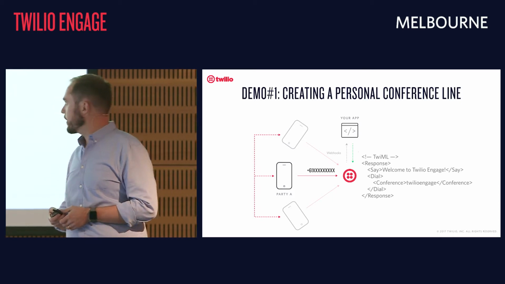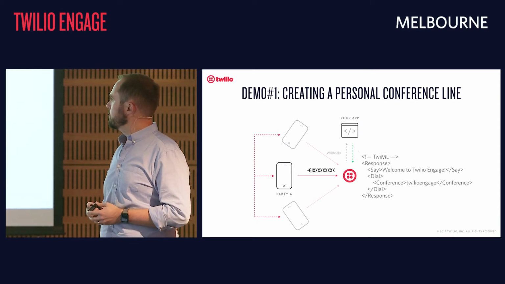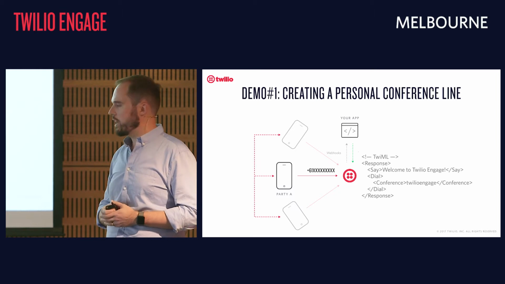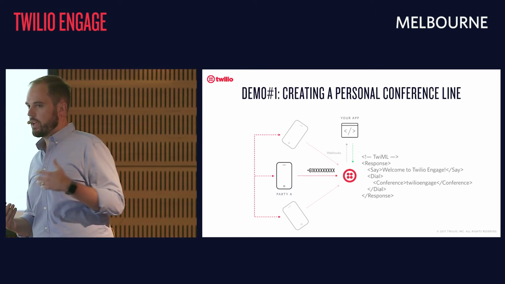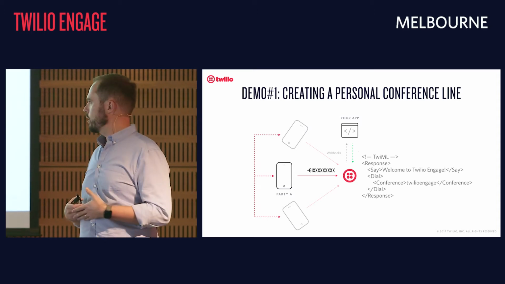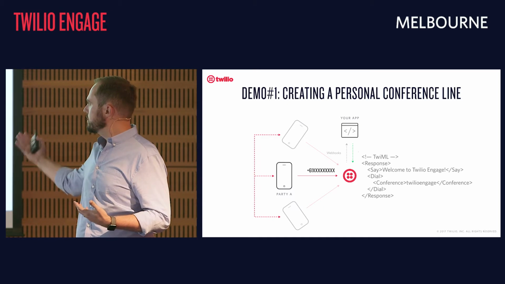So now we're going to look at an example. We're going to build a personalized conference line. And so this is kind of how the app will work. We'll have the ability for a caller to dial into a Twilio number. We're then going to have our application send back some TwiML.